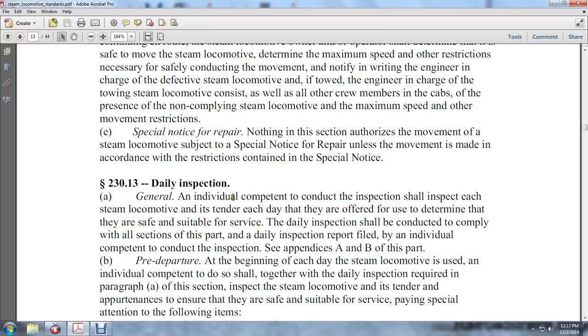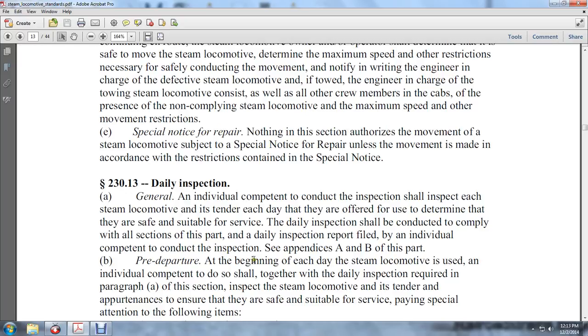230.13 Daily inspection. An individual competent to conduct the inspection shall inspect each steam locomotive and tender at least every 24 hours to determine that it is safe and suitable for service. The daily inspection shall conduct and complete all sections of this part. The daily inspection shall be reported and filed by the competent individual who conducts the inspection. See Appendix A and B of this part.